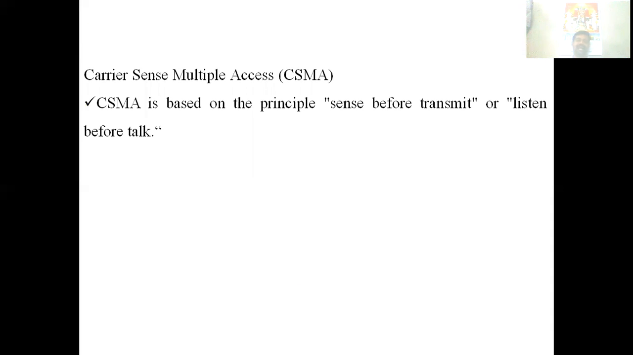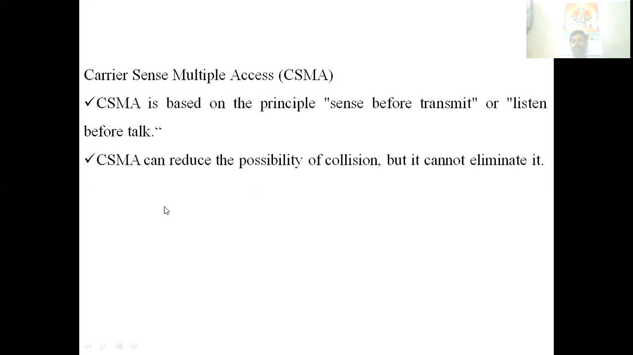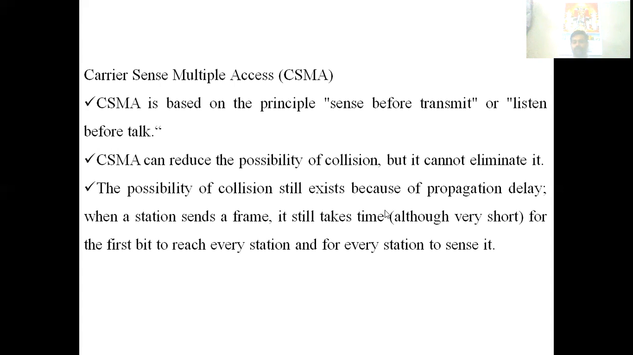Next is carrier sense multiple access. CSMA is based on the principle of sense before transmit. That is, before transmitting, we have to sense the medium. If any other station is using the medium, we have to wait, and then send. CSMA can reduce the possibility of collision, but it cannot eliminate it. The possibility of collision still exists because of propagation delay.